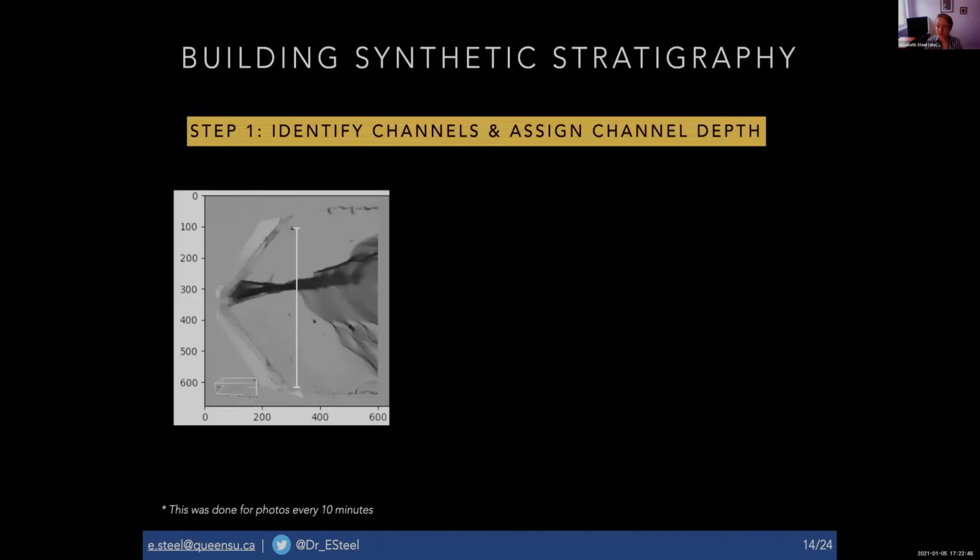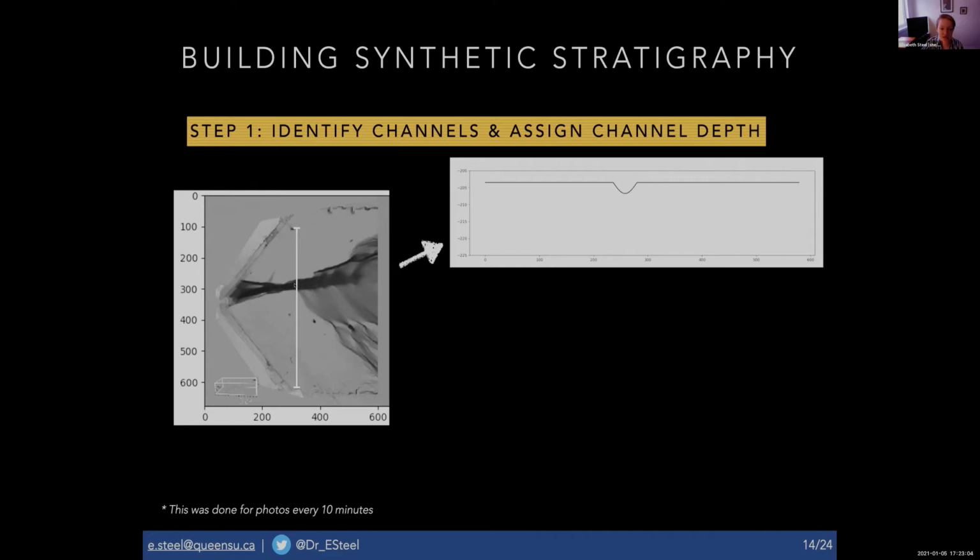And so in order to build stratigraphy with this method, we're going to take this principal component image that I mentioned, and we can draw a cross-section line wherever we are interested in developing a cross-section through this data set. So for example, if we have a line here, we can use a threshold to define where our channel is, and then we can randomly assign it a depth based on something like the width of that channel.